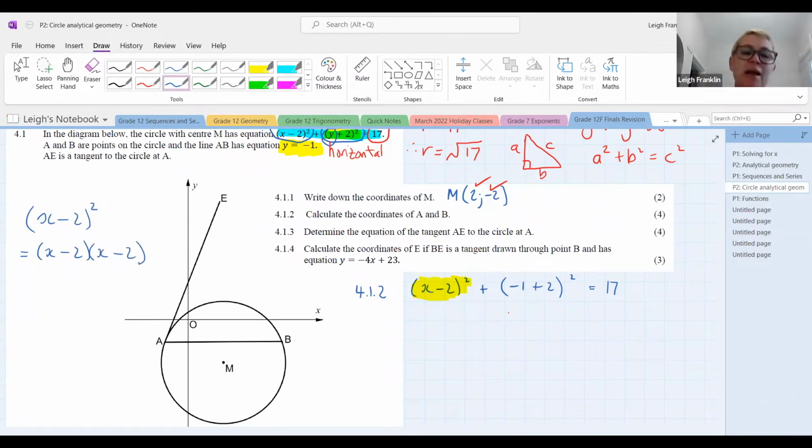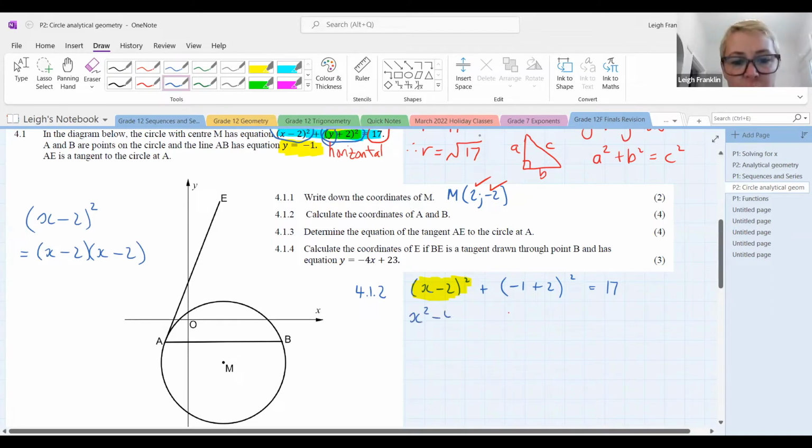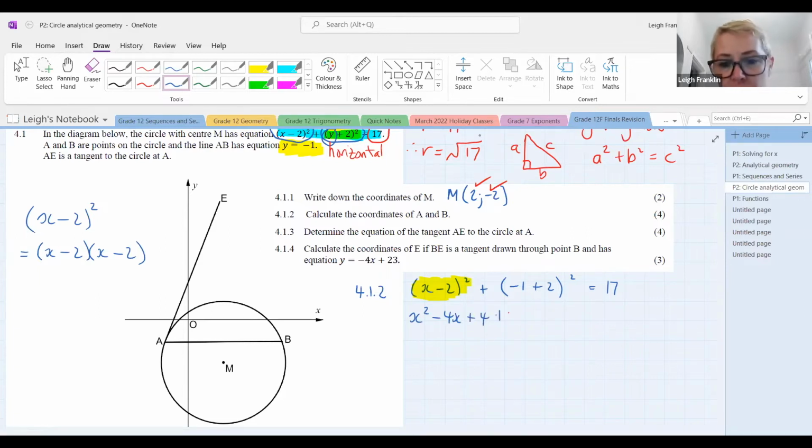So there has to be a middle term. You can't just square the first term and square the last term. So squaring your binomial gives us x squared minus 4x plus 4 plus minus 1 plus 2.